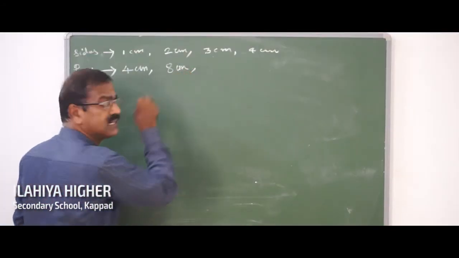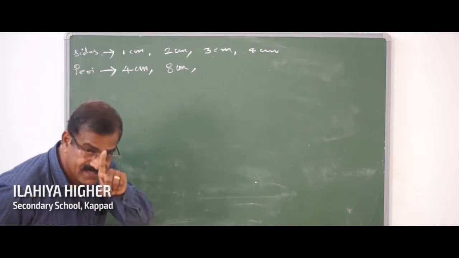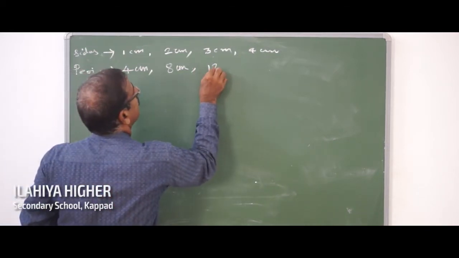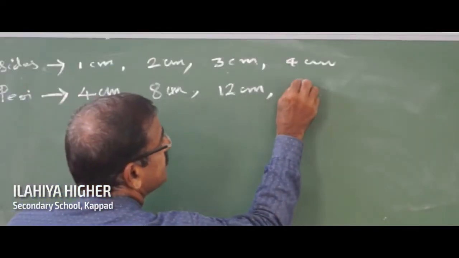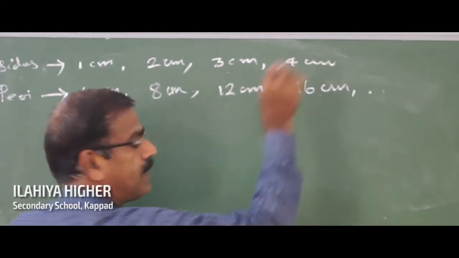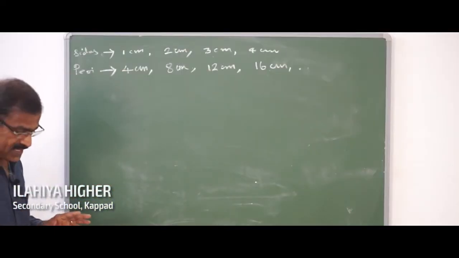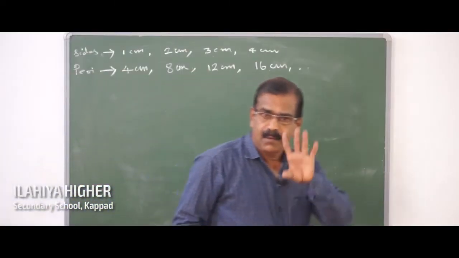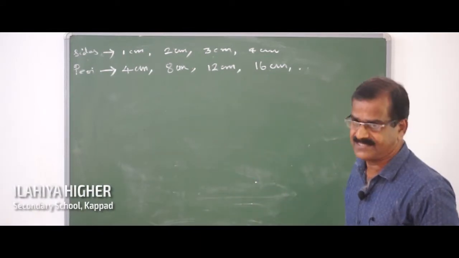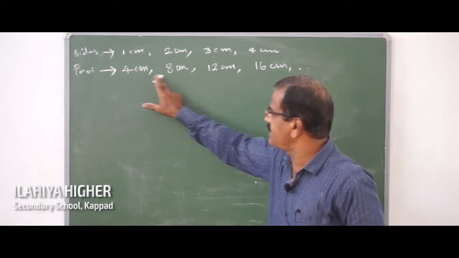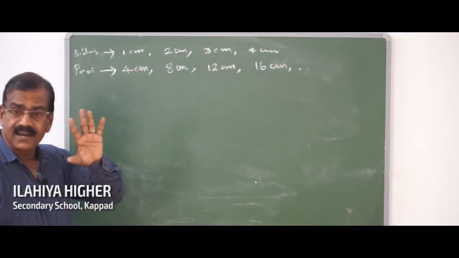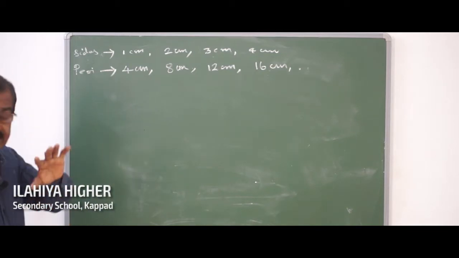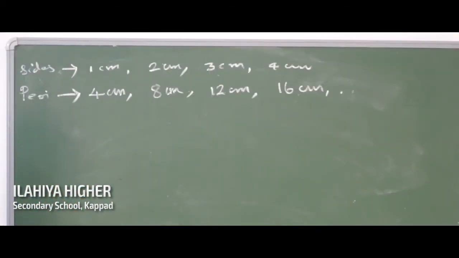Then what about the third one? It is 12 cm. And fourth one 16 cm. Okay. So here can you say by observing this second sequence, can you predict the perimeter of 10th square? What is the perimeter of the 10th square?